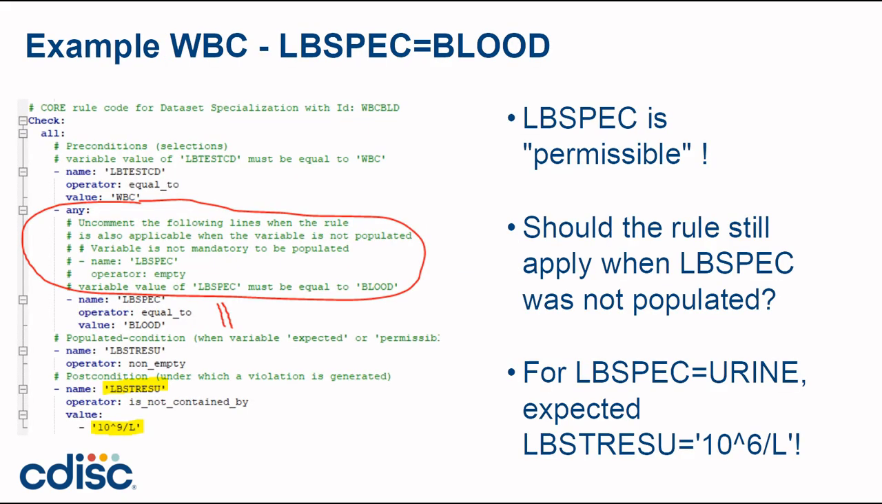Sometimes one needs special attention. For example, for white blood cell count, the expected standardized unit is 10 to the 9th per liter when the specimen is blood. However, LBSPEC is permissible. So, what to do when LBSPEC is absent or not populated? It is important, as for LBSPEC is urine, the expected unit is 10 to the 6th per liter instead of 10 to the 9th per liter.